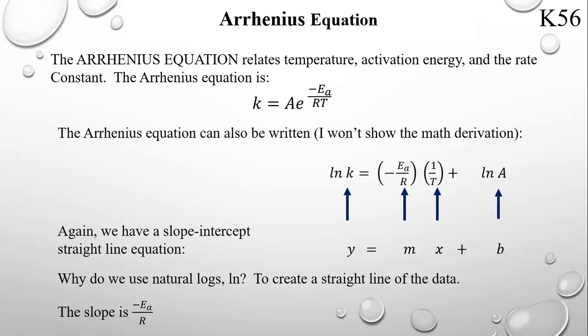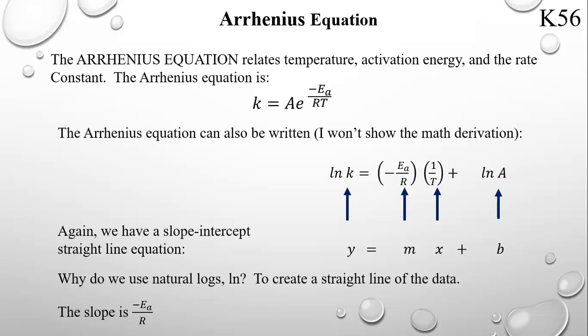And it's been broken up in such a way that it forms the equation for a straight line, y equals mx plus b. So the independent variable is 1 over temperature, that's the x in that equation, and the dependent variable y is the natural log of k. The natural log of A is going to end up as the y-intercept in that equation. So why do we use natural logs, ln? To create a straight line of the data.